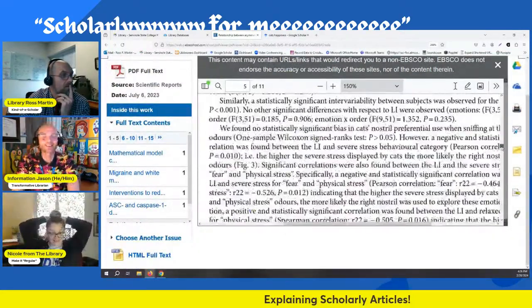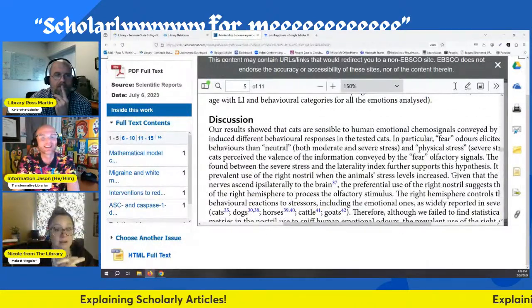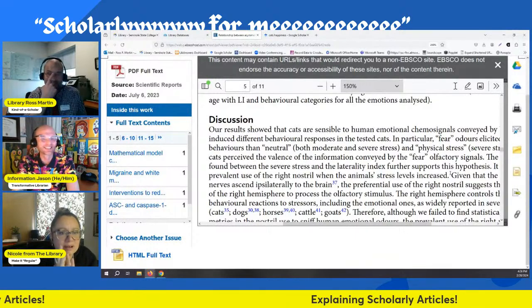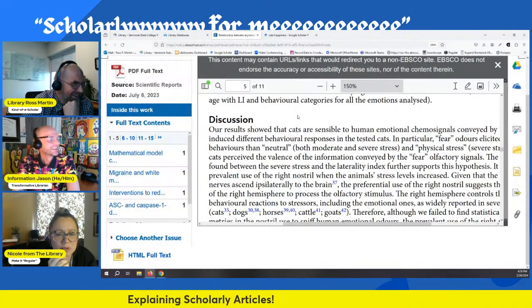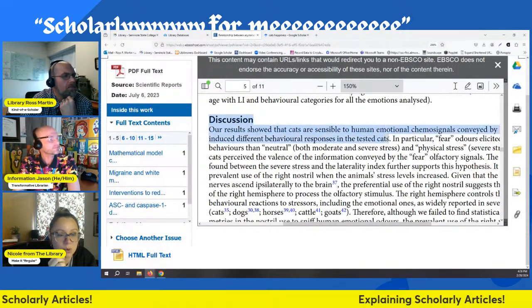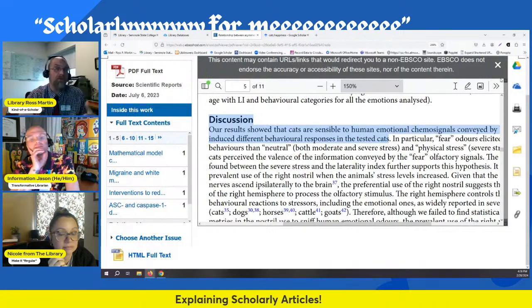What kind of doctors are these, too? I tried to Google it a minute ago, and actually, to be really honest, this is the article that came up in my Google search. I put in cat nostrils and doctors, and it's like, oh, do you mean this? Cats are sensible to human emotional chemosignals conveyed. Wow. So this is really what I'm looking for, especially as a student researcher.